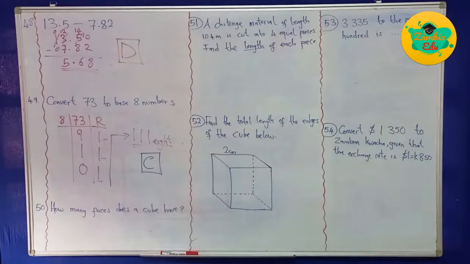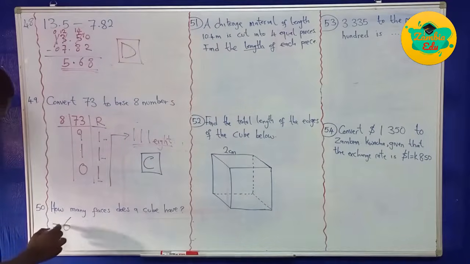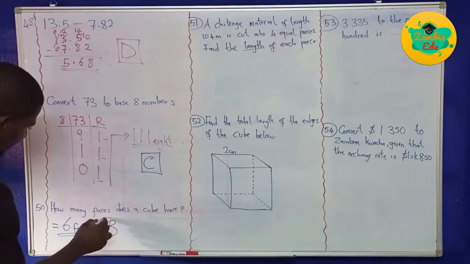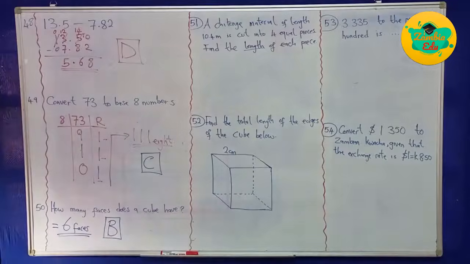Question 50. The question says, how many faces does a cube have? So that is straightforward. Every cube has 6 faces. And this answer is represented by option B. So our answer for 50 was B.